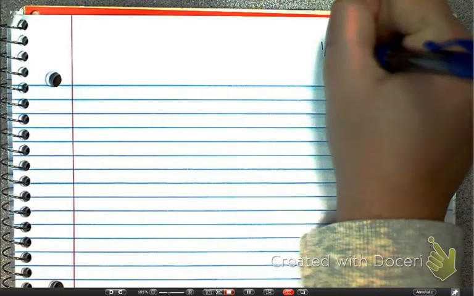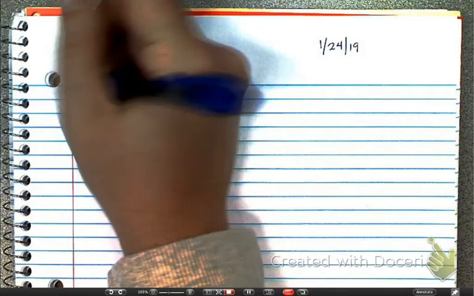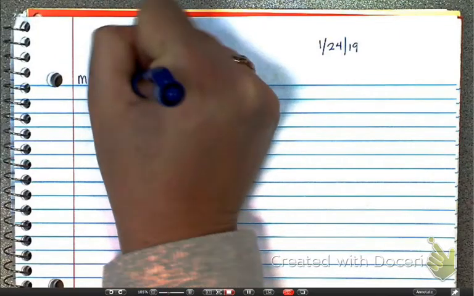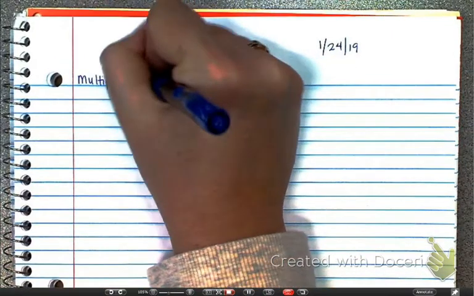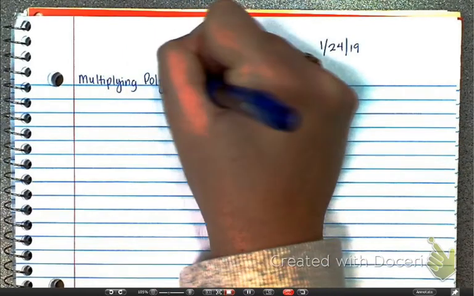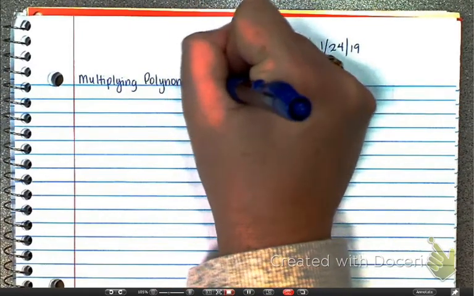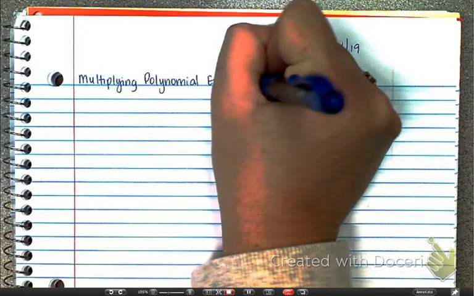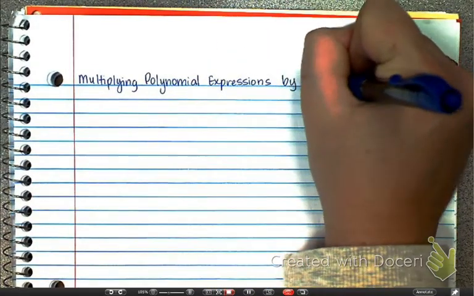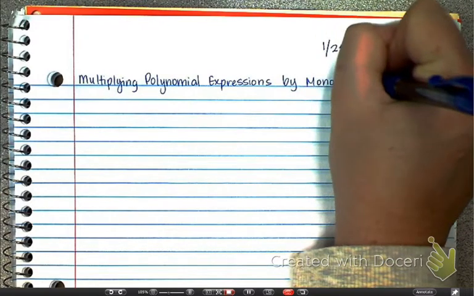So again, you are on page 12. Today is the 24th. And we are going to be multiplying polynomial expressions by monomials. Okay, so let's break down that title again.